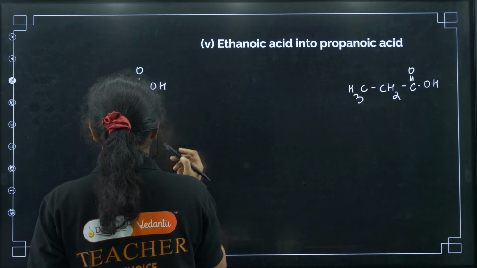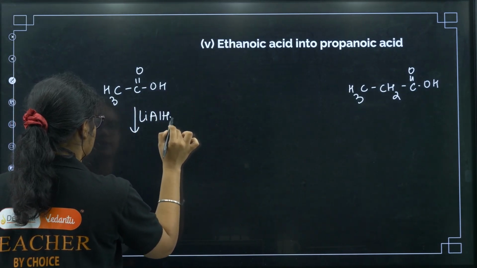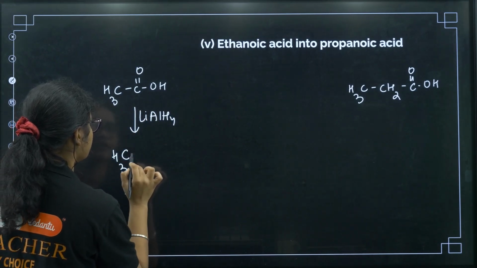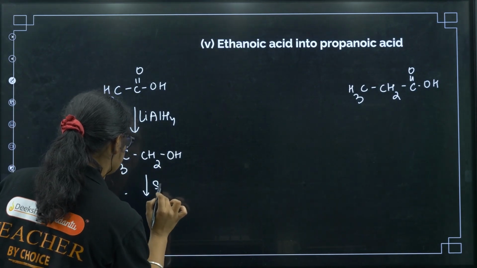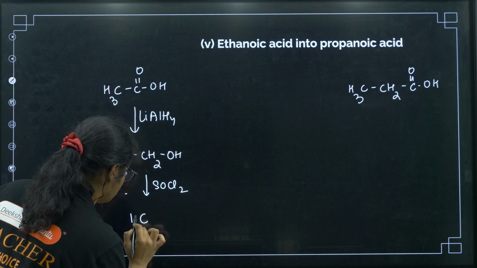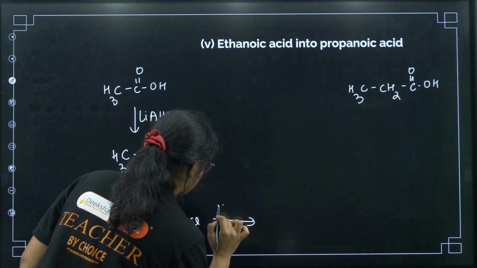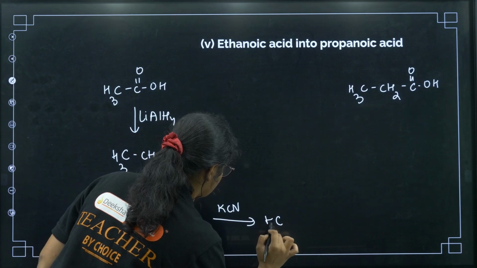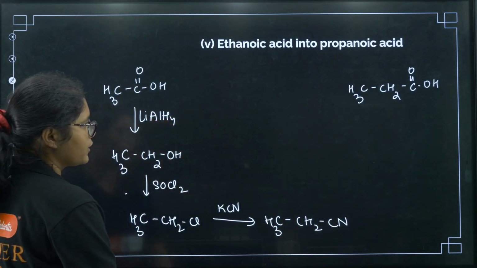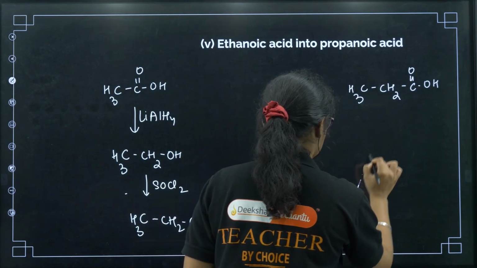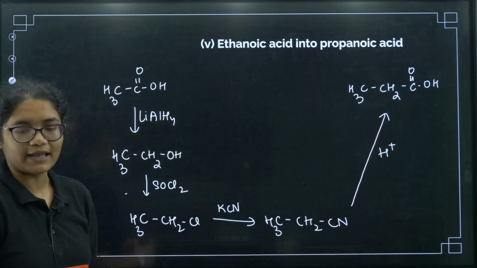Let us do this. First, let us convert it into alcohol, right? If I use LiAlH4, what I'll get is CH3CH2OH. Then convert it with SOCl2 to CH3CH2Cl. Then use KCN and convert it to CH3CH2CN. Once you get 3 carbons, then simply use H plus and convert it into propanoic acid.